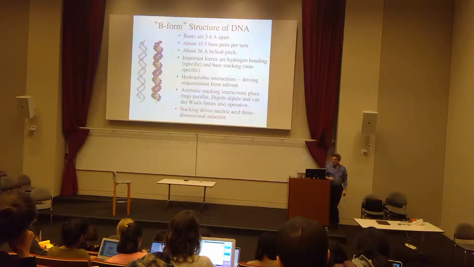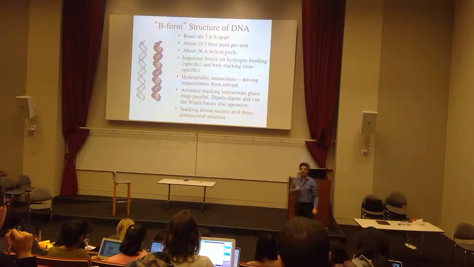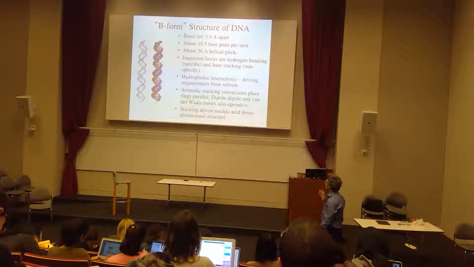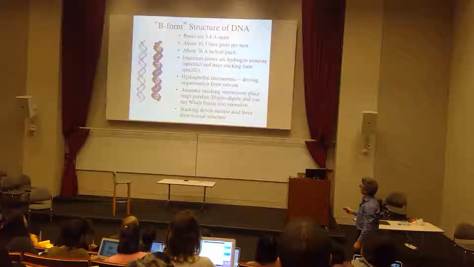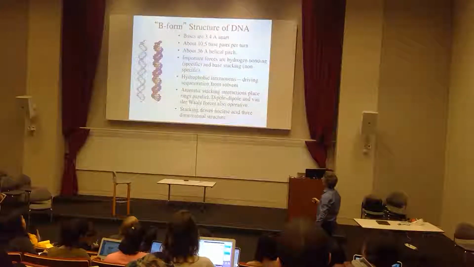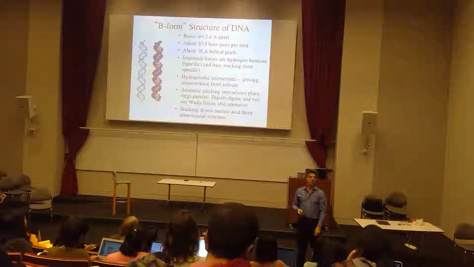Here is another depiction of the B form structure of DNA. This is now a space-filling representation for all these atoms. And now you can begin to see quite clearly, all right, here is our major groove right there, and our minor groove is there. You can just barely see it between the phosphodiester backbone.